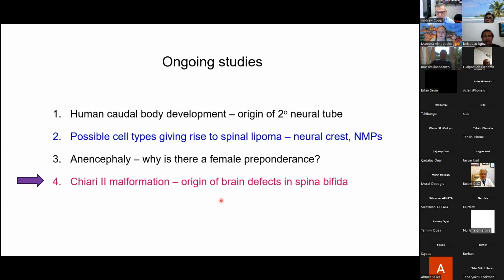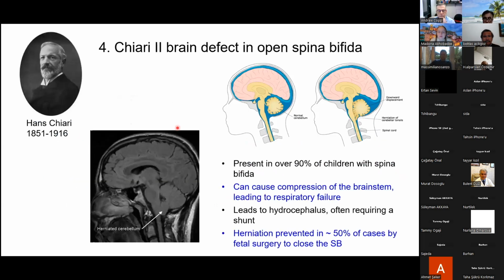Finally, Chiari-2 malformation, the origin of brain defects in open spina bifida. Hans Chiari described these 4 different brain defects a long time ago now in the 19th century, and you're all very familiar with the herniation of the hindbrain in many, many children with myelomeningocele, and also that this can cause compression of the brainstem and may require decompression surgery. It's instrumental in leading to hydrocephalus.